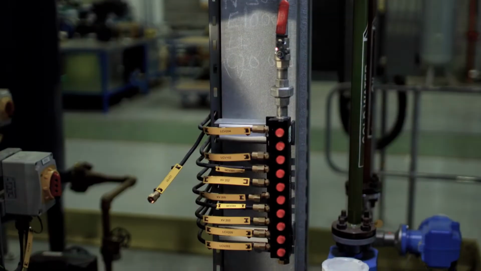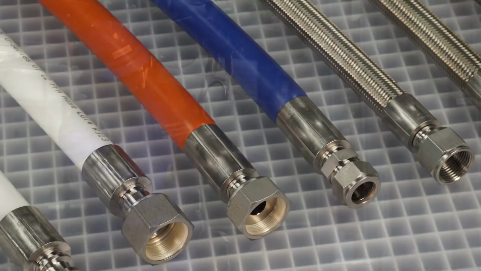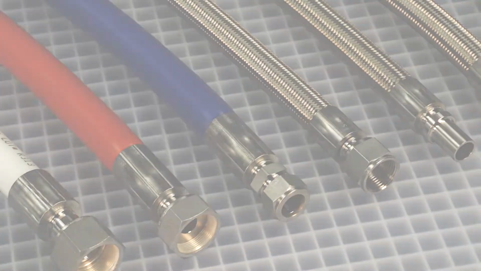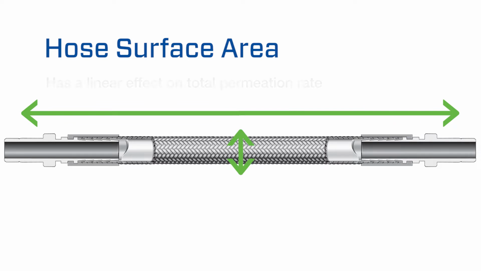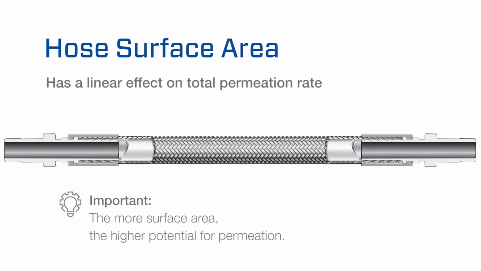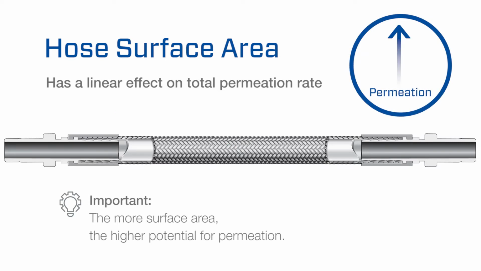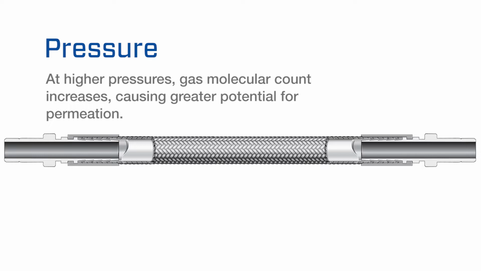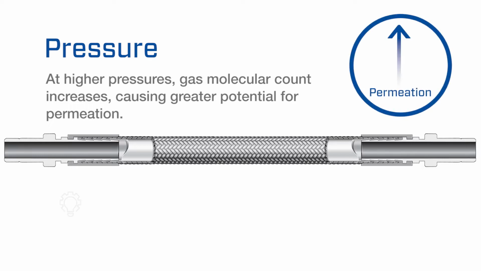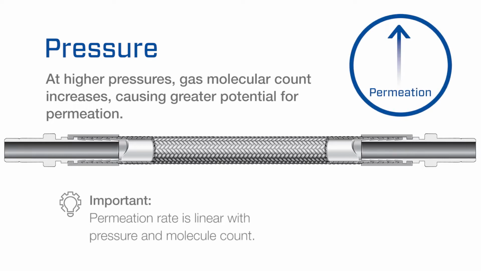Several operational factors can impact the permeation rates of your hose, and different hose materials will respond to those factors differently. Hose surface area, which is its length times its diameter, has a linear effect on total permeation rate. The greater the surface area, the higher the potential for permeation. At higher pressures, gas molecular count increases, causing greater potential for permeation. Permeation rate is linear with pressure and molecule count.